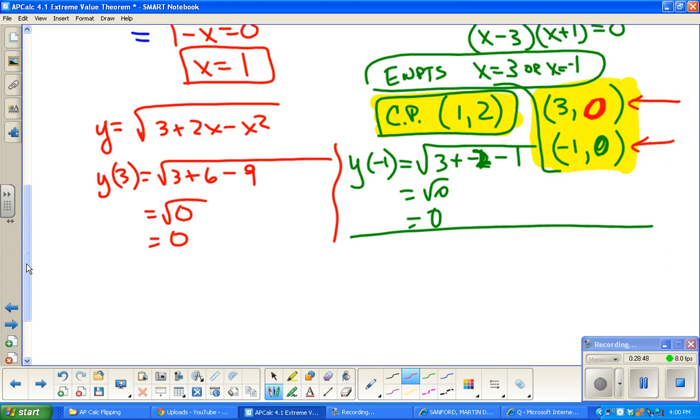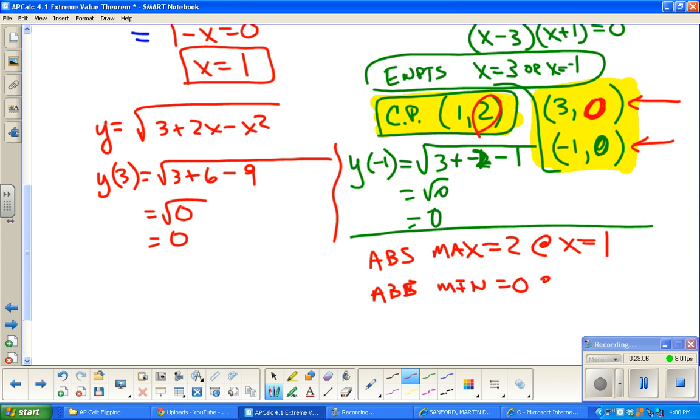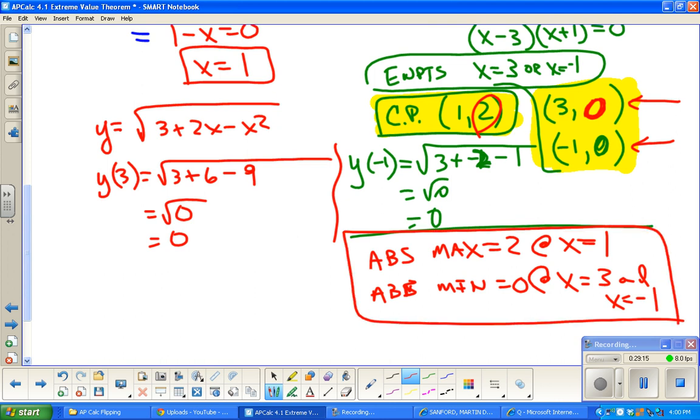I know this is really going long, and I'm sorry. All right, so there is an absolute max of 2 at x equals 1. How do I know that? That's the biggest y value. There is an absolute minimum of 0 at x equals 3, and also at x equals negative 1.